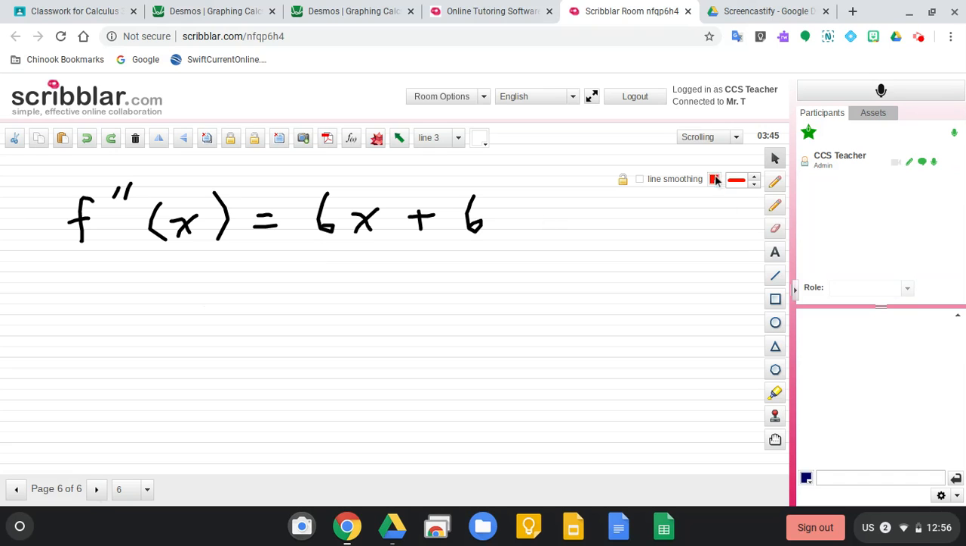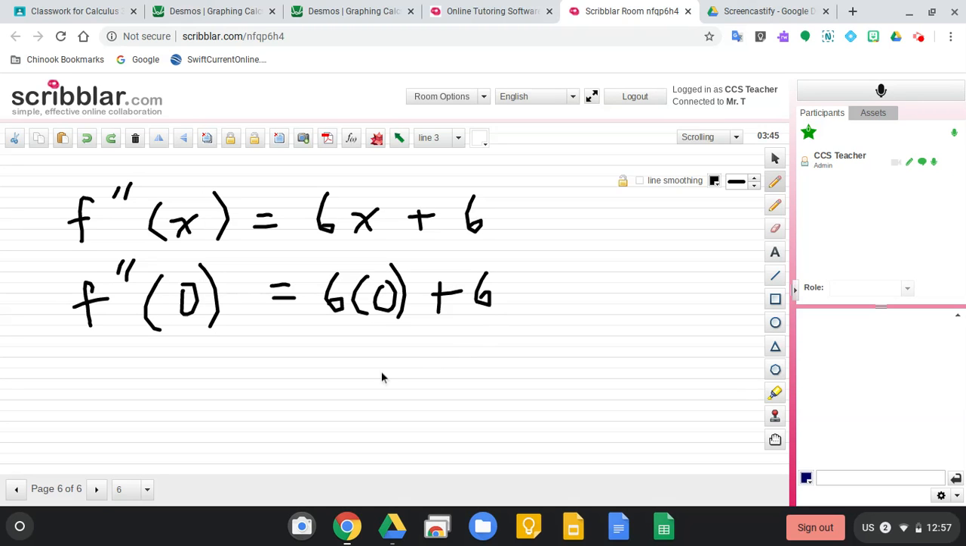So now I'm going to go forward. Here's my second derivative. Now what I'm going to do is substitute the 0 into my second derivative. So that's going to be 6 times 0 plus 6. 0 plus 6 is 6. Now I don't actually care that my answer is 6. What I'm more concerned with is the fact that this answer is positive.